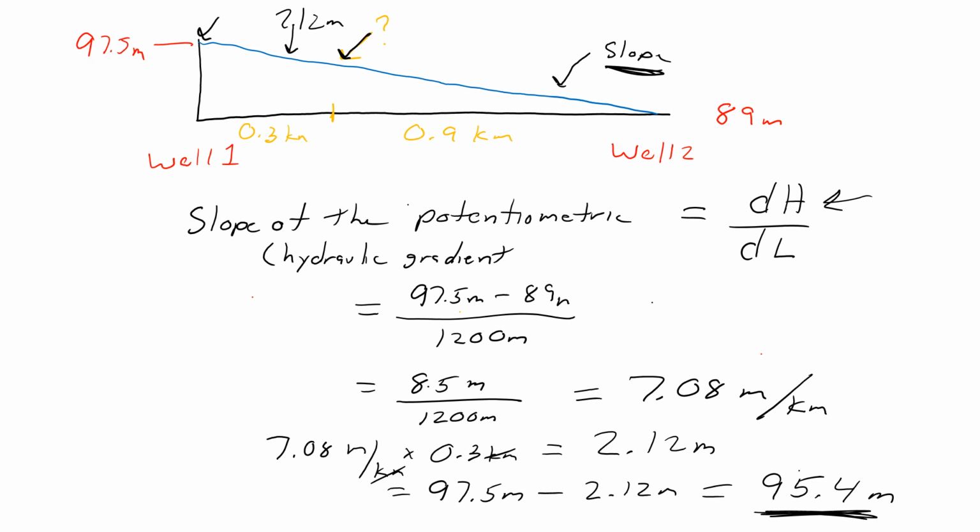Wow, I'm having a hard time talking here, sorry. So our value right here of 95.4 meters should be between 97.5 and 89 meters, and it is. So that would be the head value at a point 0.3 kilometers from well 1 and 0.9 kilometers from well 2. Okay, so again, if you're having issues calculating these quantities, let me know, and I can come up with some more practice problems for you.